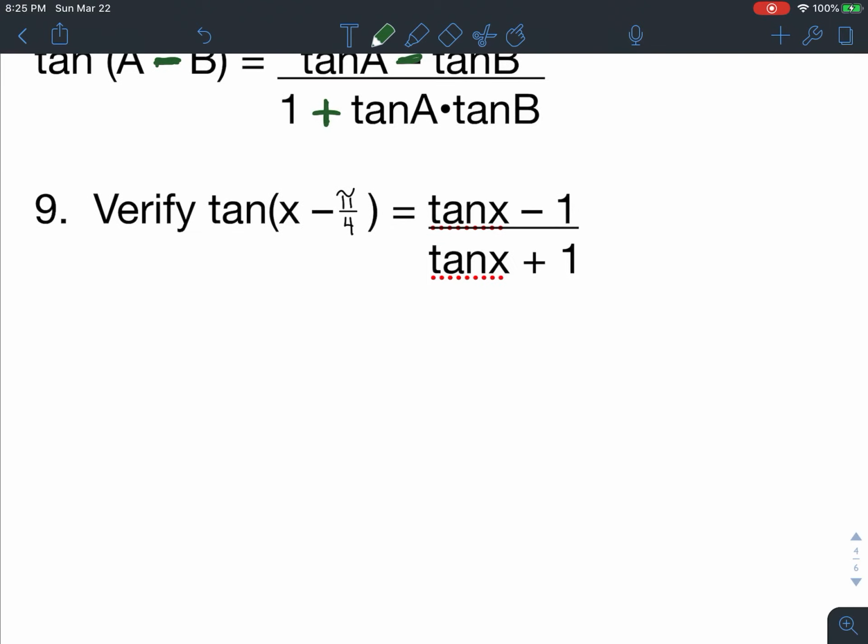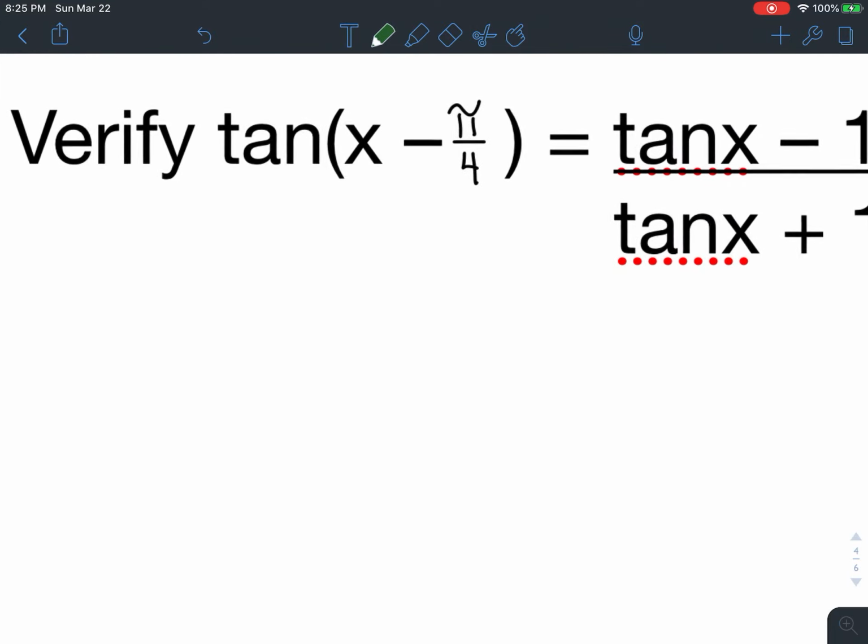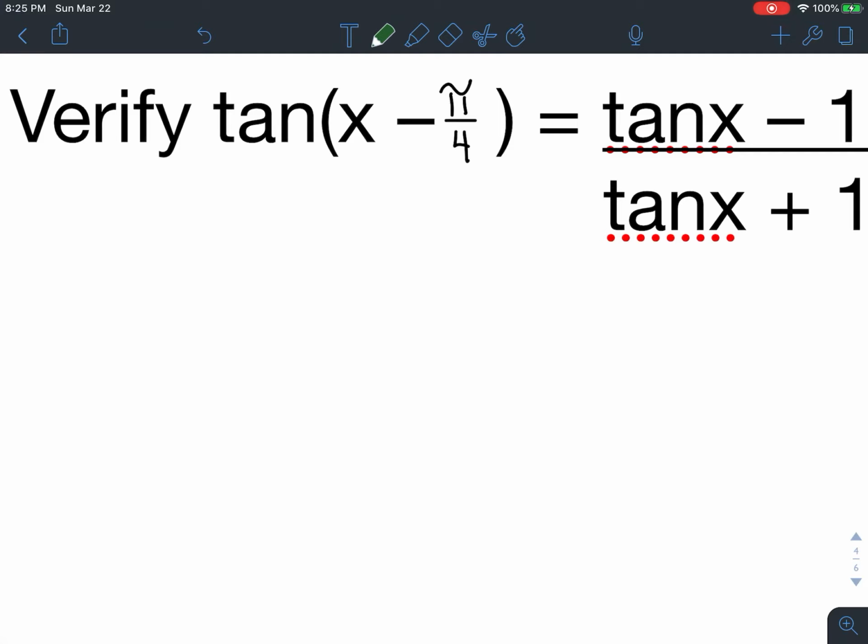Okay, let's use these new formulas to verify that tangent of x minus pi over 4 equals tangent x minus 1 over tangent x plus 1. So verifying with these can be a little daunting at first, but they're really not that bad. In fact, I think they're a little easier because you kind of know right off the bat which formula you should use. So we're going to use this new tangent formula.